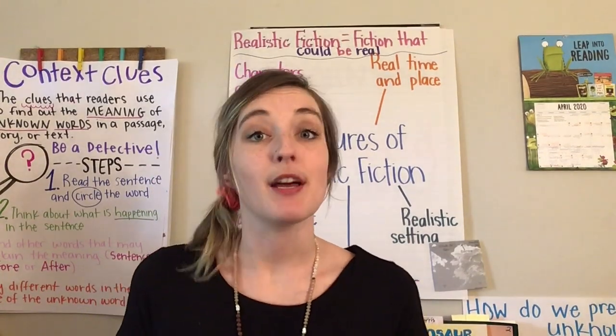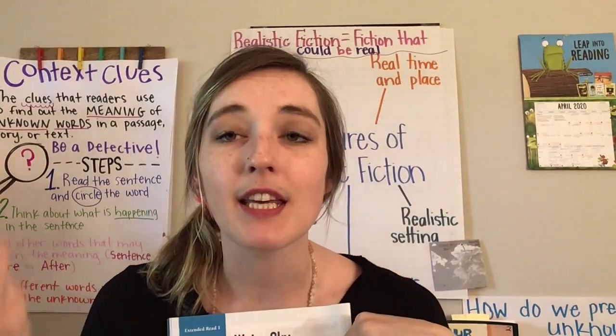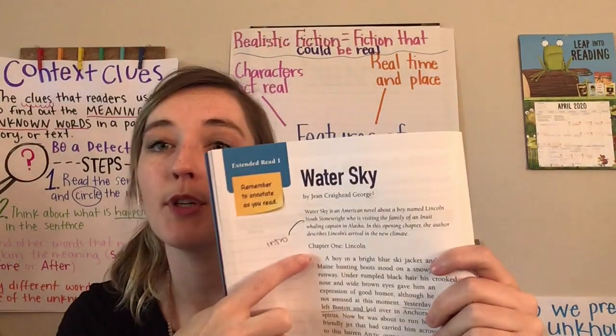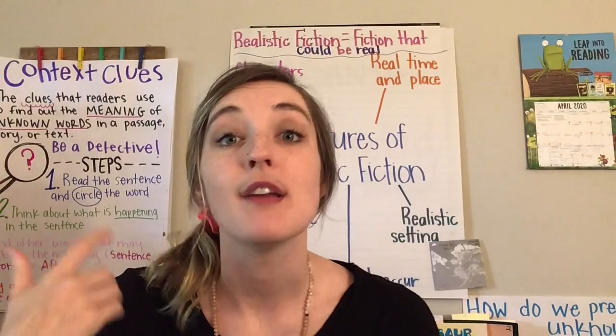So what we've been doing the past 2 days is we have been reading Water, Sky, and we've been looking for key events in order to create a summary. So now what we've done is we read chapter 1 titled Lincoln from Water, Sky, and now what we're going to talk about is the genre.